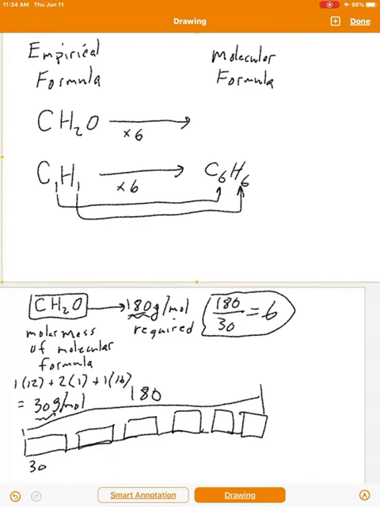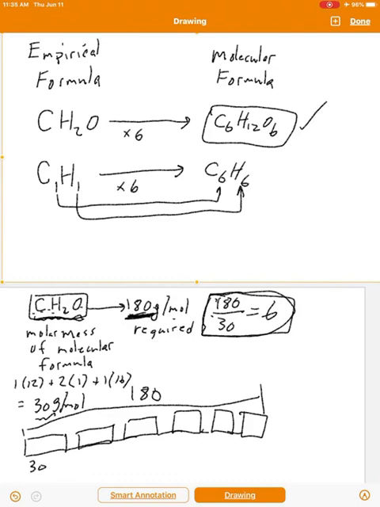So if we multiply this by 6, you get C6H12O6. And that's the answer. The molecular formula of glucose is C6H12O6, and you've got that by doing this ratio. So you take the given molar mass of the molecular formula, that's got to be given. You roughly estimate what the molar mass of the empirical formula is. Okay, so that's 30. 180 divided by 30 is 6. You multiply the subscripts by 6, and that gives you the molecular formula of the compound. And then you're set. You've got the answer right there.